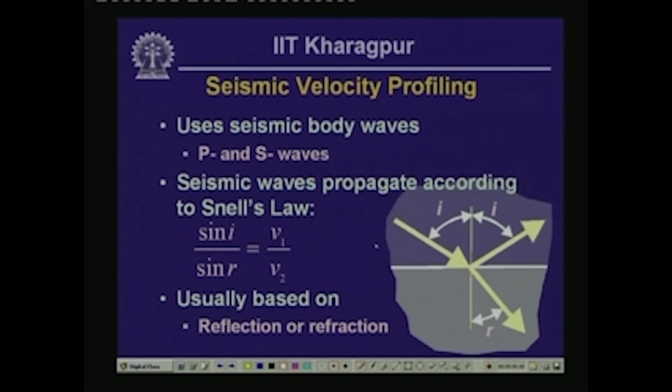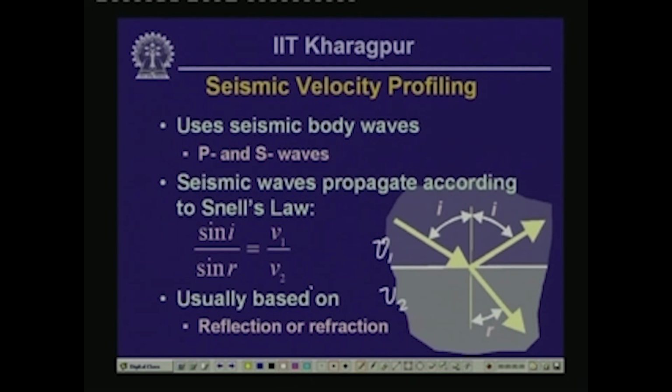So, here we have an interlayer. Above the interlayer the velocity of propagation of the seismic wave is V1 and at the bottom it is V2. So, in that case sin I over sin R will be equal to V1 over V2, as seen in the equation there.